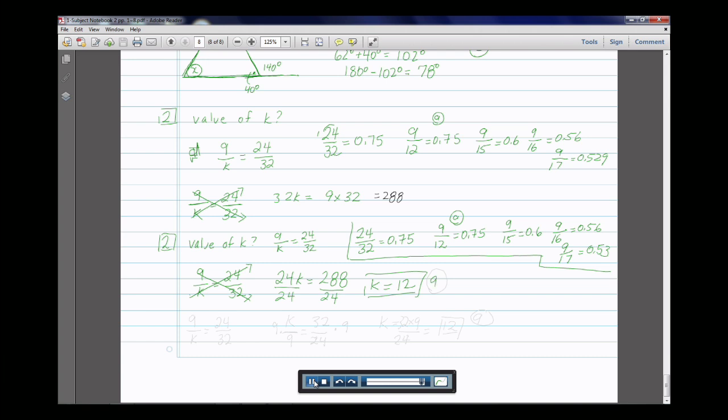Another way that you can do it is that if you have 9 over K equals 24 over 32, what you do to one side, you do to the other. What you can do is take the reciprocal of both, or flip both upside down because they're ratios. So you could also write this K over 9 equals 32 over 24. All of a sudden, this becomes really easy to solve, because K over 9, to get rid of the 9 because it's divided, you just multiply both sides by 9. And if you do that, then you have 32 times 9 over 24, and that is equal to 12 as well.